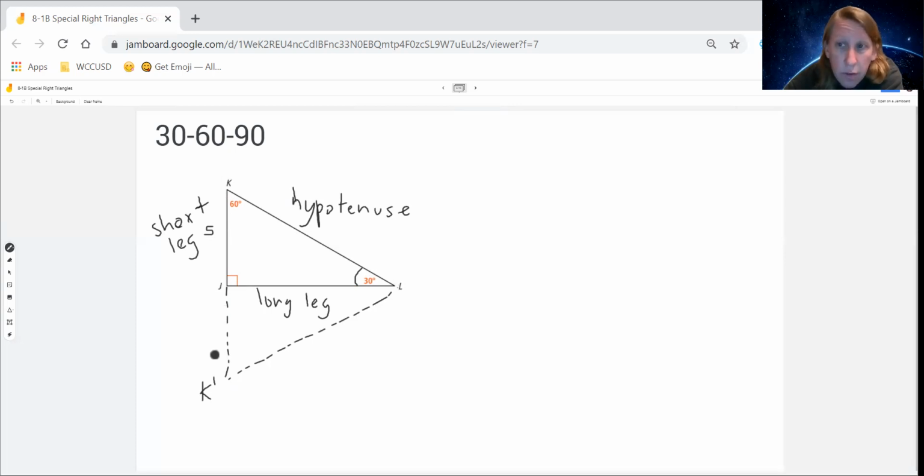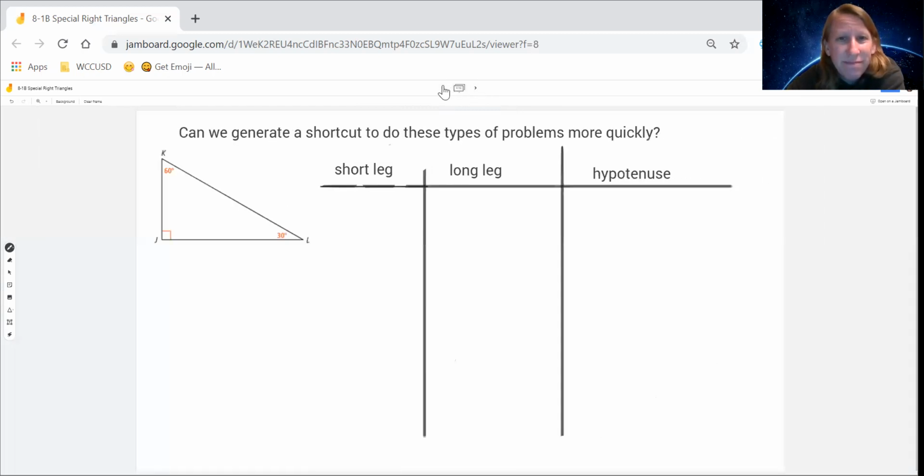It's the other half, right? It's also 5. And what kind of triangle is this big triangle? It's a 60, 60, 60, which means if this side is 10, this side is 10, and what's this side? 10. That's kind of cool. Interesting. How could we find the long leg then? I don't know. Yes, I do.